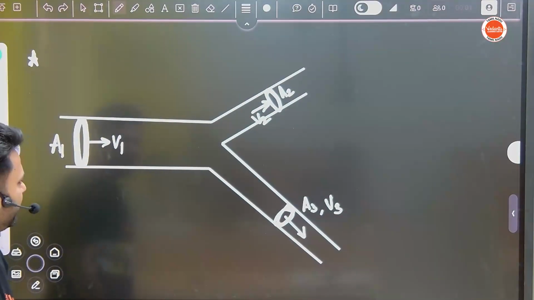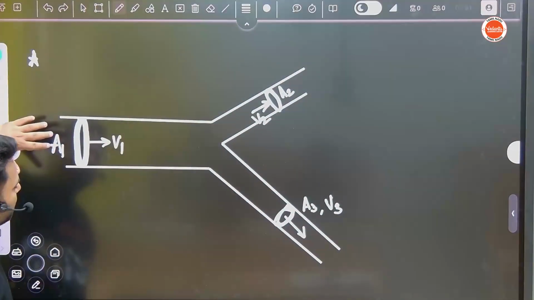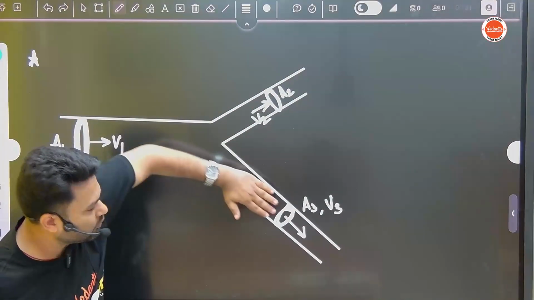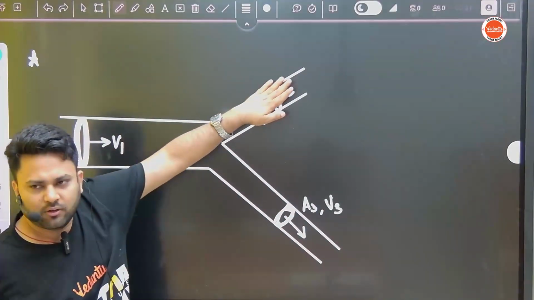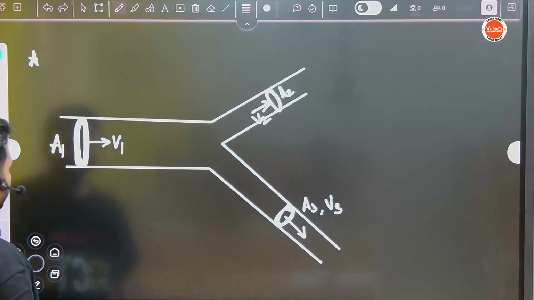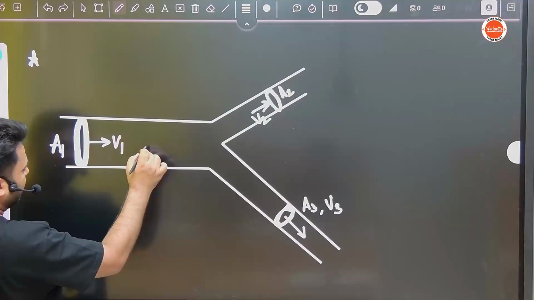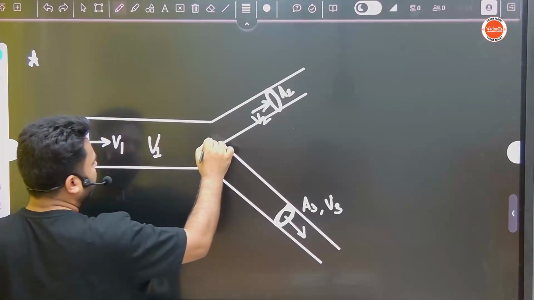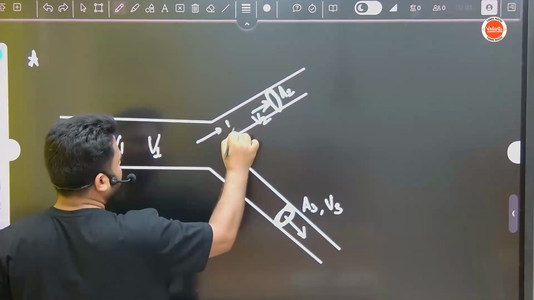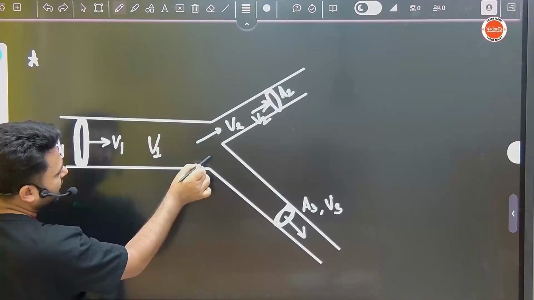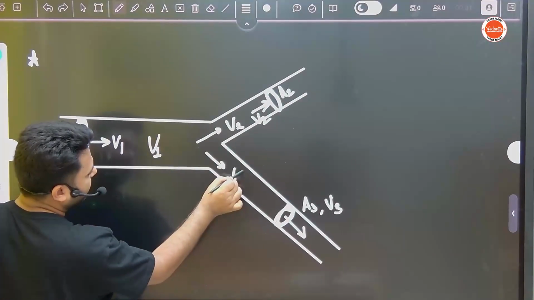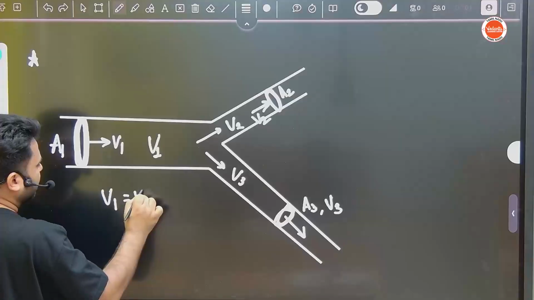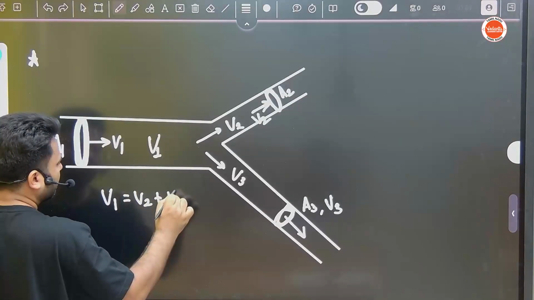Now what we can say, see, whatever water is flowing from here, some water will go there, some water will go there. So suppose here total volume is V1. Out of V1, some will go there. Suppose some volume goes V2 and some volume is going there, here it is V3. So can I write V1 equals to V2 plus V3?